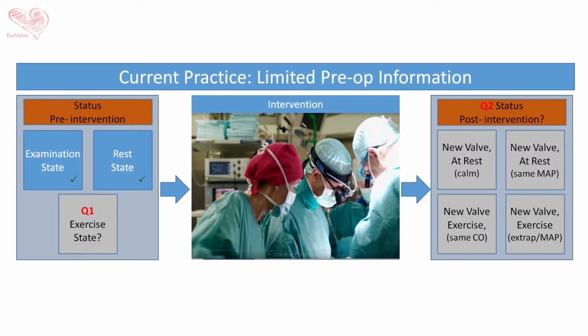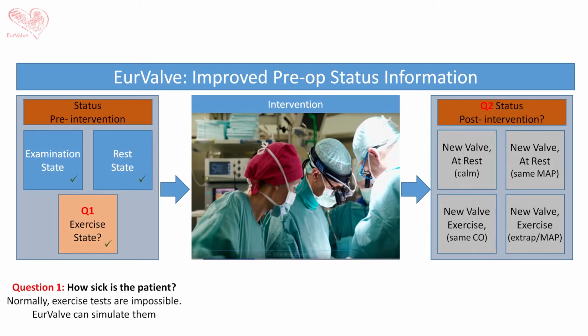Our simulation system provides clinicians with information they simply cannot obtain in any other way. It seeks to answer two key questions at the center of decision making. Question 1. How sick is the patient? Normally, patients cannot perform strenuous exercise, an important indicator of their potential for recovery. But with a personalized model, this can now be calculated, and we have established a 3-point protocol for doing this.